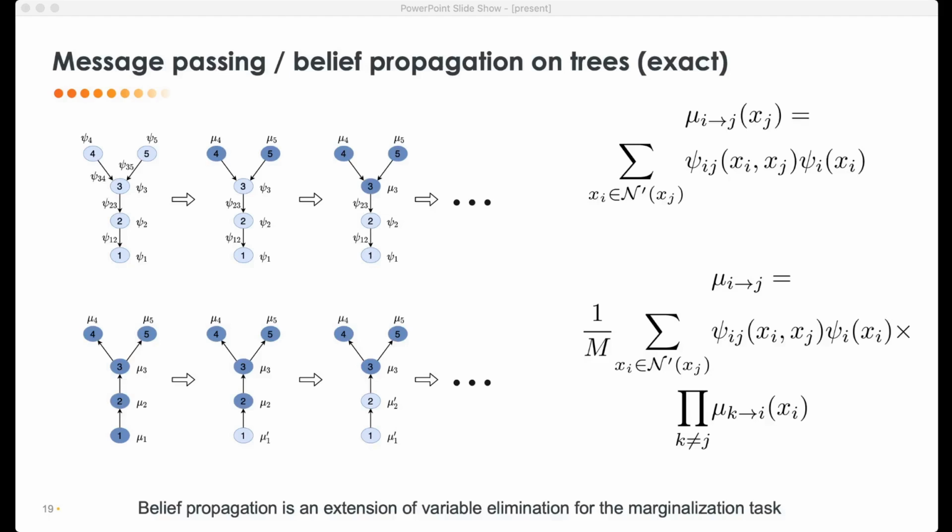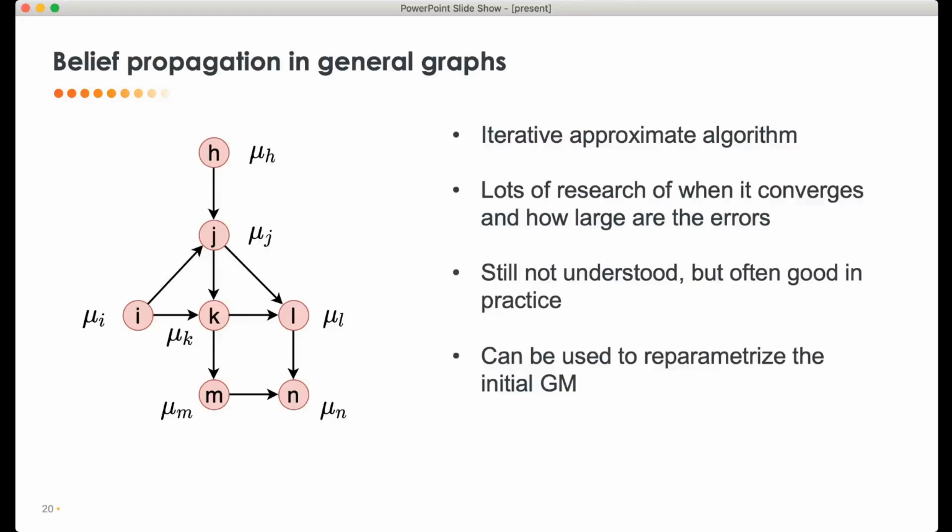The forward-backward algorithm is exact on trees. After these two steps, messages are exactly marginals of their variables. Also, I would like to point out that backpropagation in neural networks is actually a forward-backward algorithm and is very similar to this belief propagation algorithm.